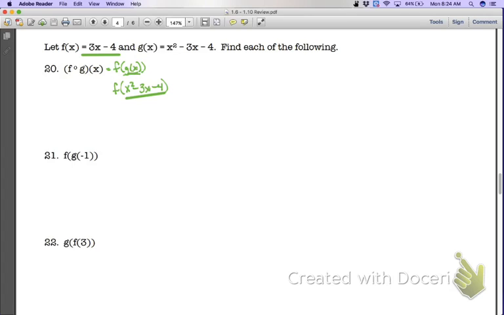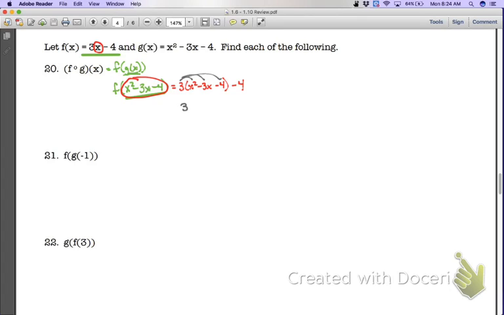So what happens is I'm going to take this whole part, and instead of it being 3 times x, it's going to be 3 times x squared minus 3x minus 4, and then subtract the 4. Now I'm not finished because I need to distribute that 3 to everything.